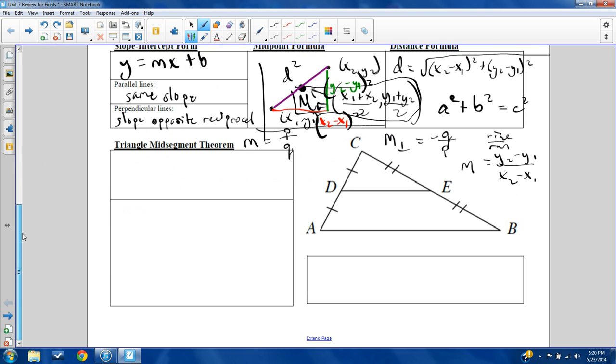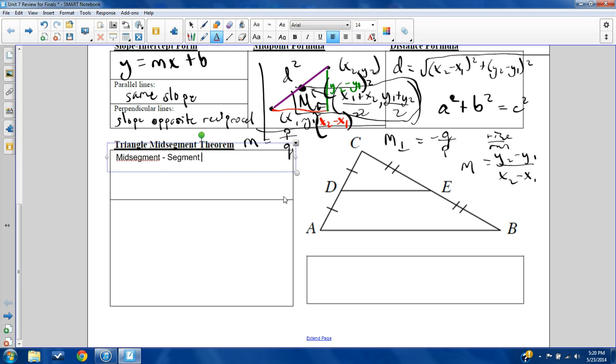Okay, I just want to move on down again. I want to try and see if I can get through this for you. Triangle midsegment theorem. The triangle midsegment theorem involves two things. It involves knowing what a midsegment is, and then it involves knowing what the midsegment theorem is. So first I want to define midsegment for you. A midsegment is basically the segment that's drawn between two midpoints.